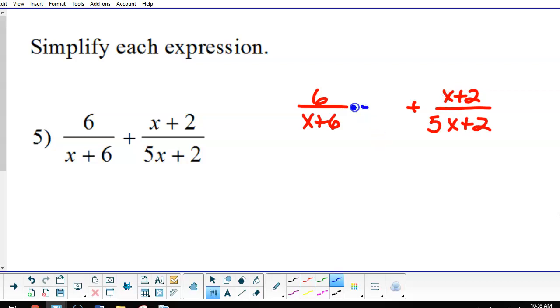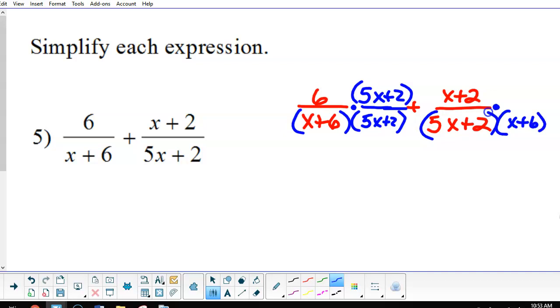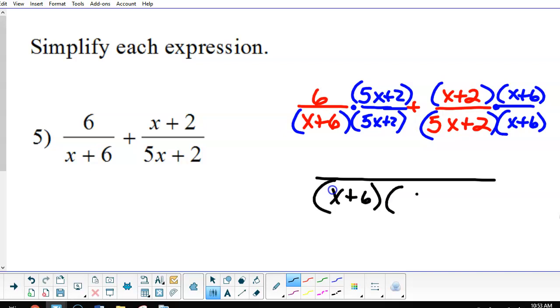This one needs to multiply by what? And this one back here needs to multiply by an x plus 6 over x plus 6. Okay. And just in case there's a bunch of simplifying later, guess what we need to do on the top anyway? We need to go ahead and combine everything. We can leave the bottom factored. So we're going to have an x plus 6 times a 5x plus 2.